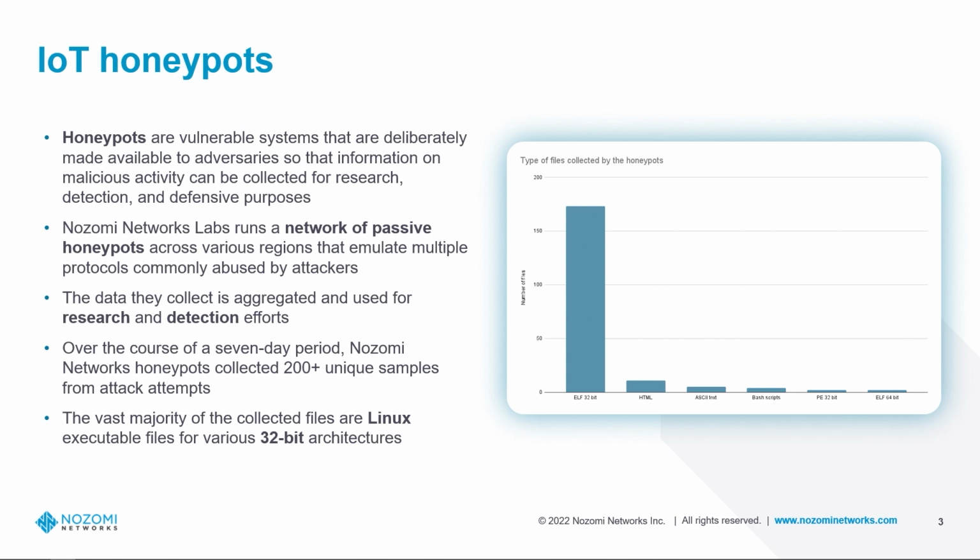So, IoT honeypots. As I'm sure most of you know, honeypots are just vulnerable systems that aim at being hacked. They aim to emulate certain functionality which attackers may be interested in, and the data which we collect there can be used for all types of cybersecurity purposes, including detections, research, and creating new defenses.